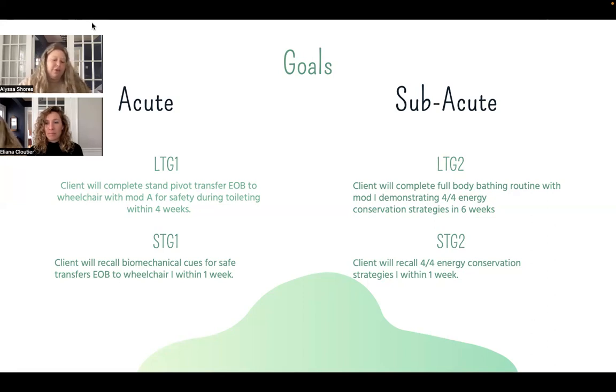So we're really focusing on the transfers aspect on the acute side, and then ADLs and energy conservation aspects on the subacute side. And I do like to mention that we thought really hard about the timeframes for these goals. So we wanted to think about the acute phase and how long they will be in that acute phase, and then also in subacute, making it a little longer, so they can account for all of the other aspects of the recovery process.